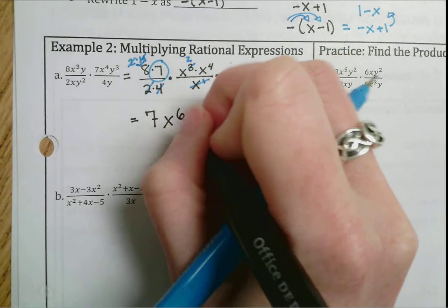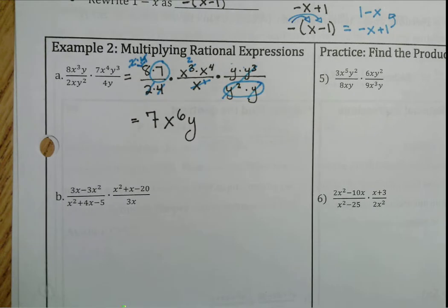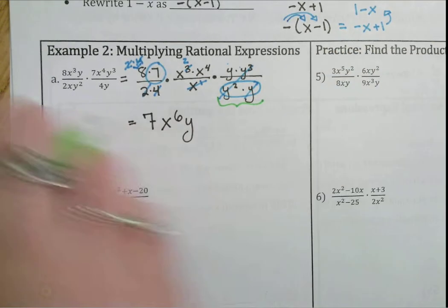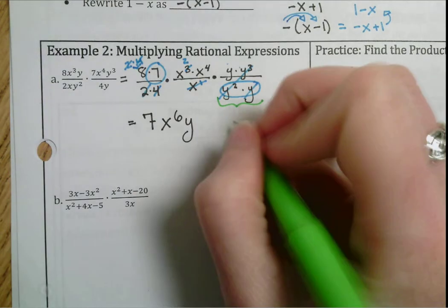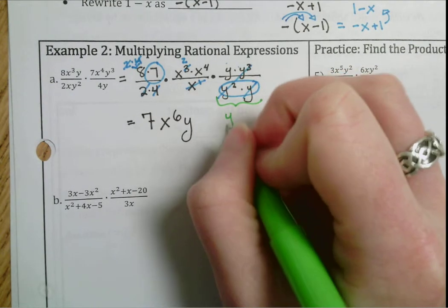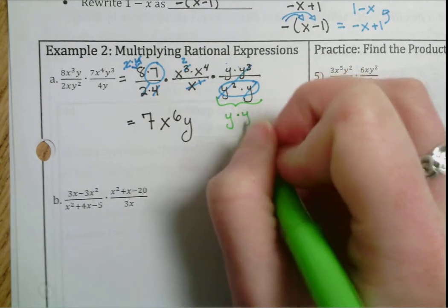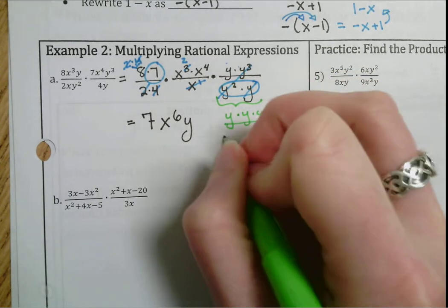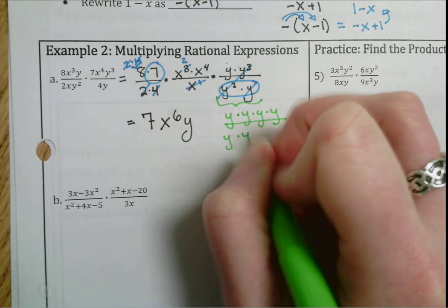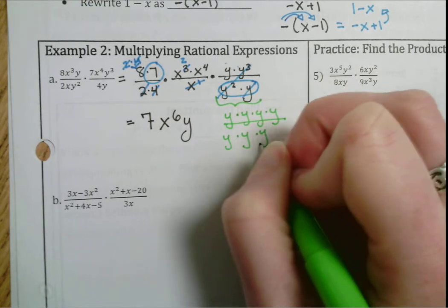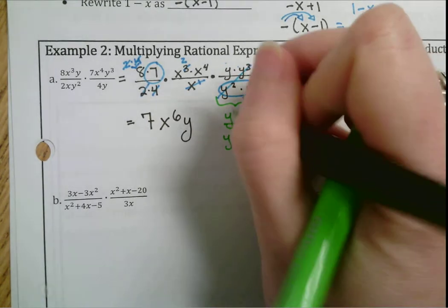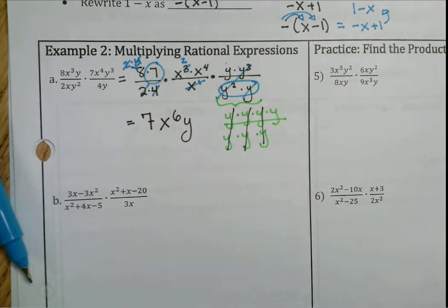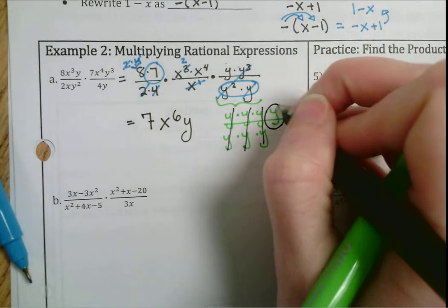If it helps to see this better, really what I'm doing here, these pens keep rolling, is I have a y times a y cubed, so that's the same as 3 more y's, divided by a y squared, so 2 y's, times 1 more y. So these cancel, these next ones cancel, and the last ones cancel. So I just have 1 y left, which is the y you see right here in our answer.